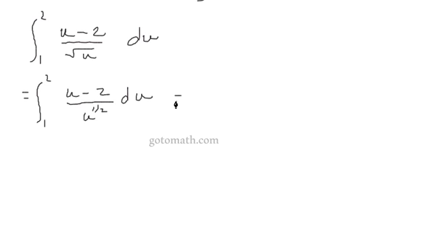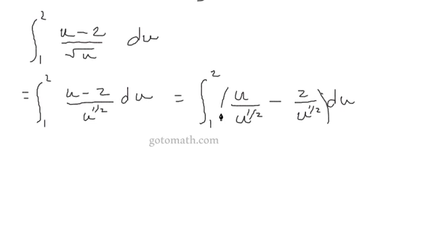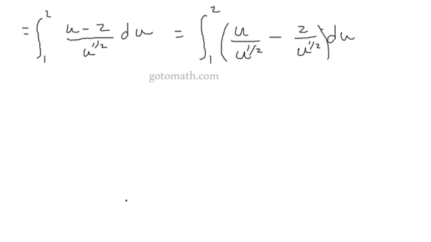And then what we're going to do, and I'll just write it over here to the side, we're going to break this up: u over u to the half minus 2 over u to the half du, and if you like you could put a parentheses around all that. Sometimes it just makes it a whole lot clearer when you do those things.